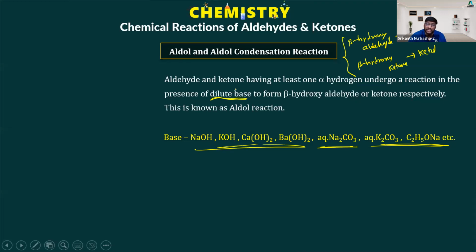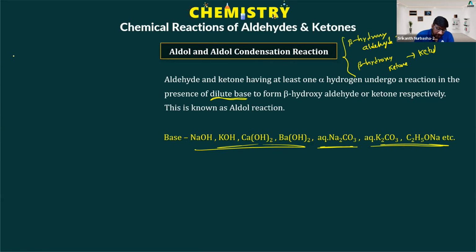Why can't we use a strong base? Can we take a strong base? Instead of dilute NaOH, can I take concentrated NaOH? Because concentrated NaOH will pick up the proton faster, right? Can I do it? So let us start with the reaction.